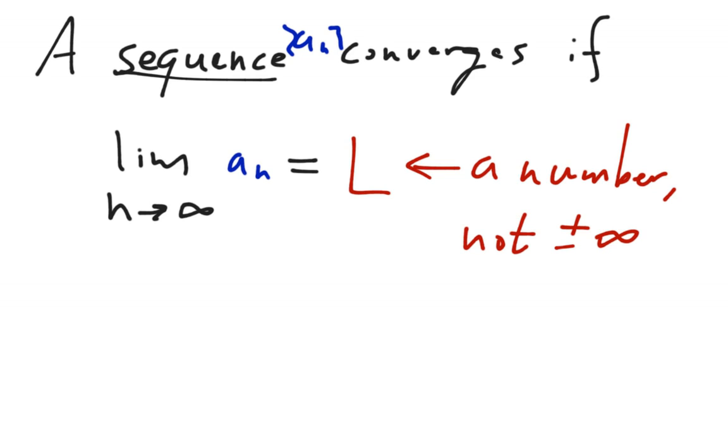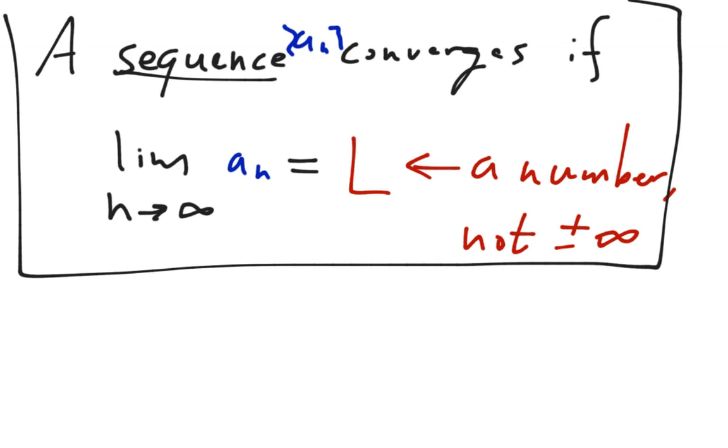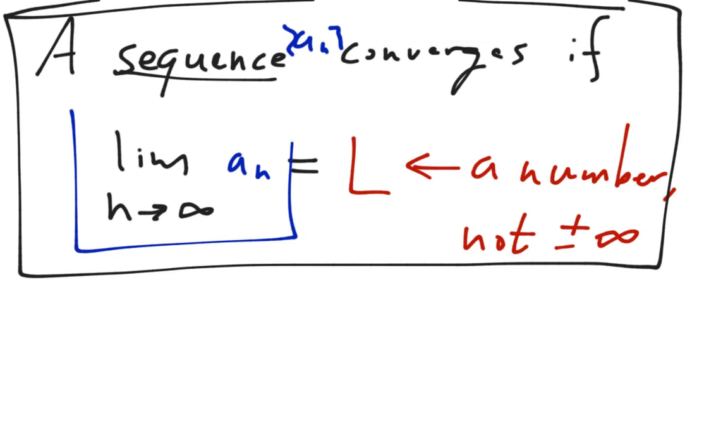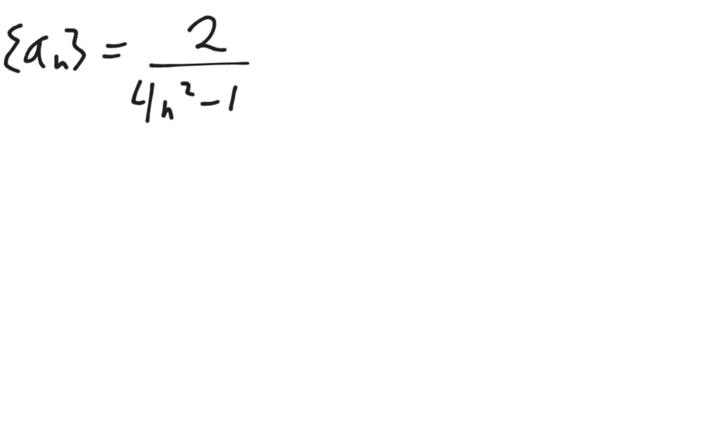And this idea came up before in continuity. You have the limit as something approaches something else, and it has to be a number. This is our definition for a sequence to be convergent. So a sequence converges if it goes to a number. That's pretty much it. To determine if a sequence converges, all you have to do is take this limit. If it goes to a number, great, you're done.